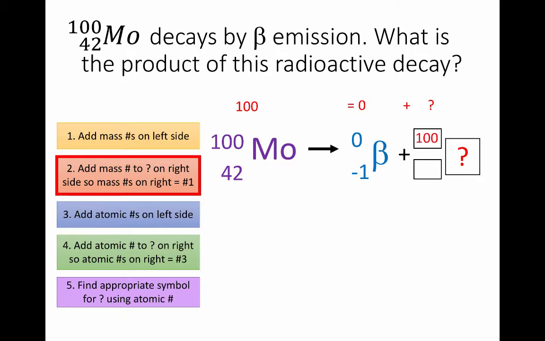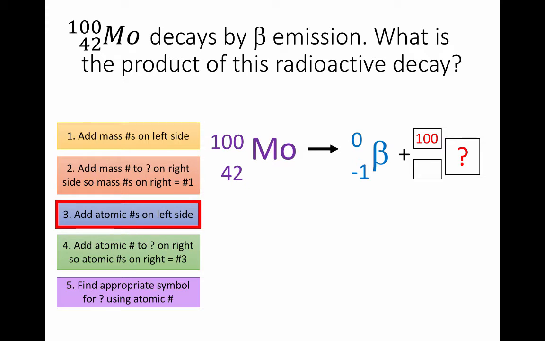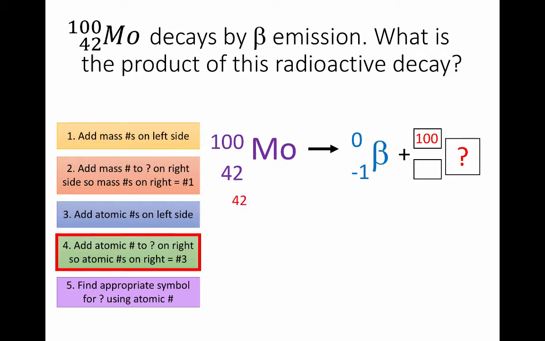Now let's do the atomic numbers. Atomic numbers on the left side add up to 42. And now, let's do the right side. We need to find something such that minus 1 plus something equals 42. Now, when I am giving a test, 99% of the time, this is what people get wrong. What plus minus 1 equals 42? A lot of people will say 41. But 41 minus 1 does not equal 42.